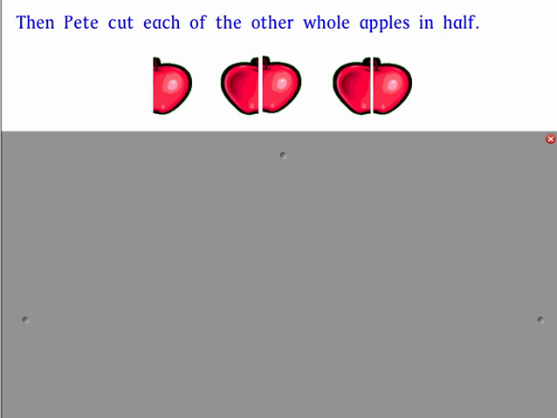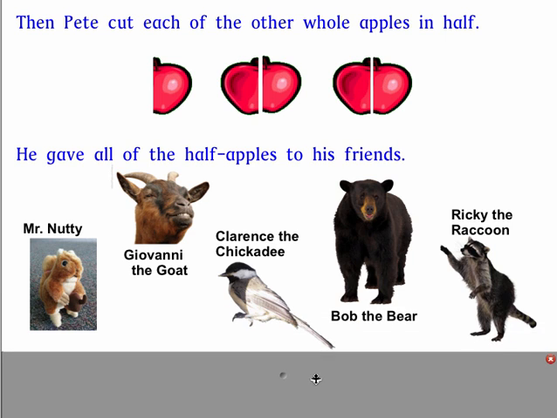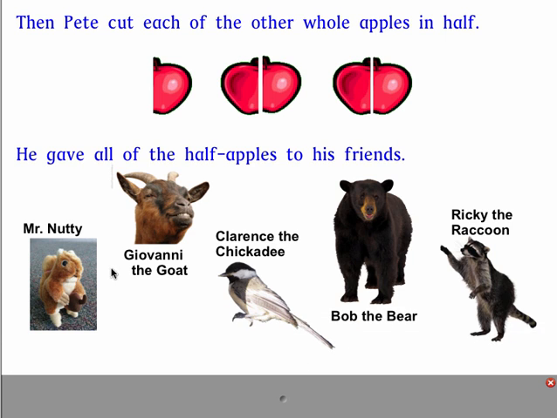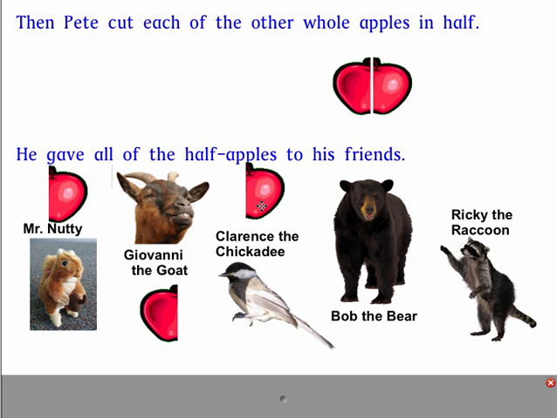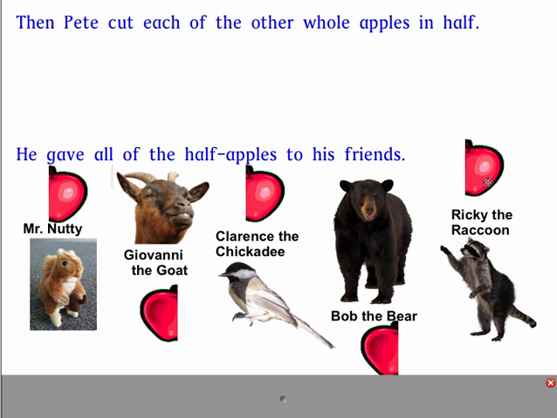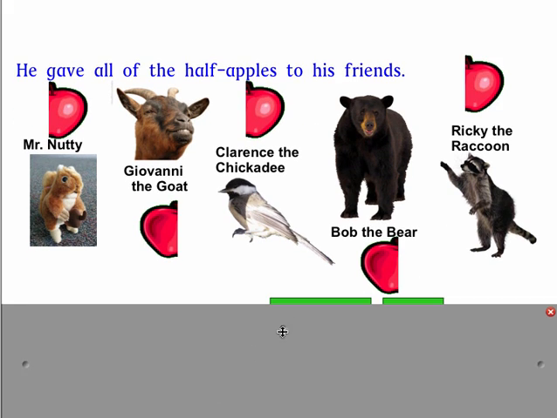Okay, well after Pete ate that half of the apple, he still has one of his halves left, but then he cut his other 2 apples in half as well. Then he gave all of the half apples to his friends. So Mr. Nutty got 1/2, Giovanni the goat got a half, Clarence the chickadee got a half. Bob the bear woke up from hibernation, he had a half, and Ricky the raccoon, he loves those apples too. So Pete was so nice to share.